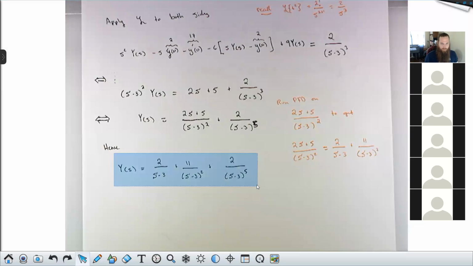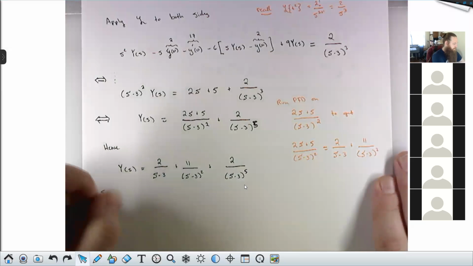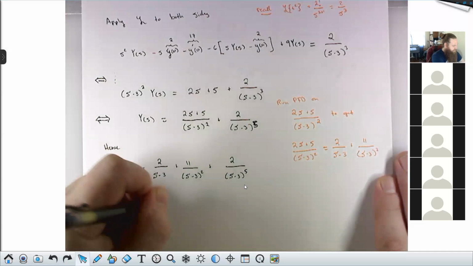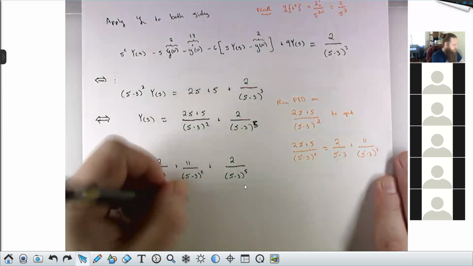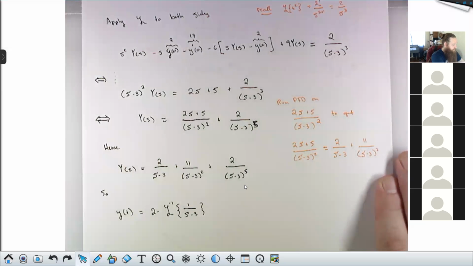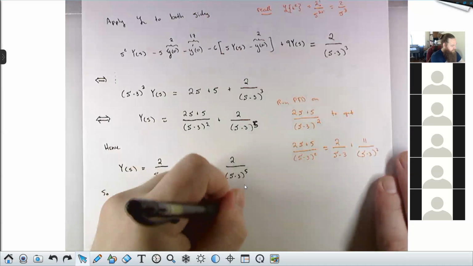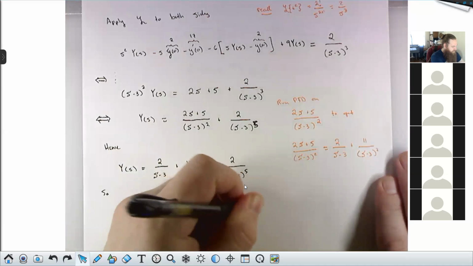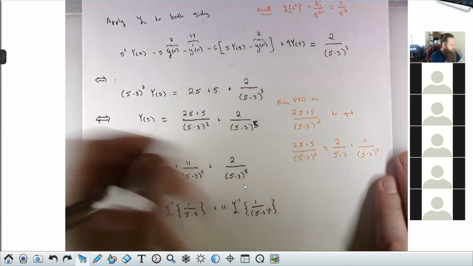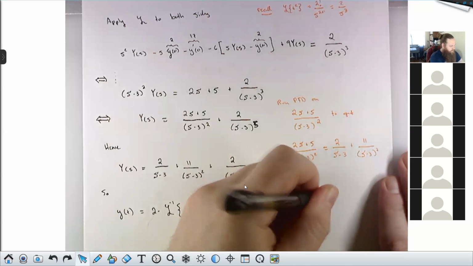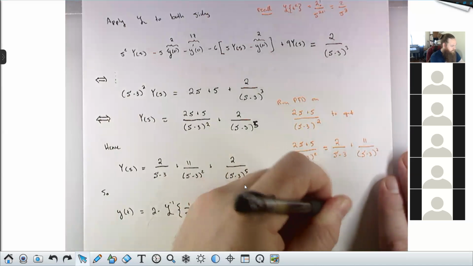From here, I take the inverse Laplace transform of both sides and I get my solution. My solution y(t) is going to be 2 times the inverse Laplace transform of 1/(s - 3), plus 11 times the inverse Laplace transform of 1/(s - 3)^2, plus 2 times the inverse Laplace transform of 1/(s - 3)^5.